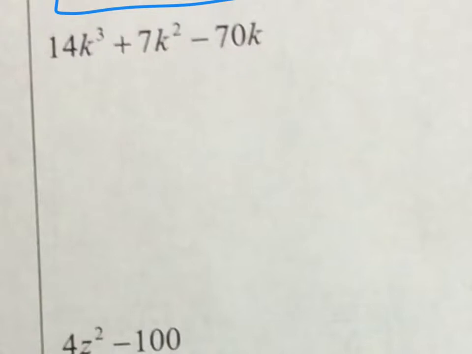And is 7 the only thing we can factor out? 7k, good. Let's take out a 7k. 7k out of 14k cubed is going to leave 2k squared. 7k out of 7k squared is going to leave k, or 1k. 7k out of 70k is going to leave minus 10.